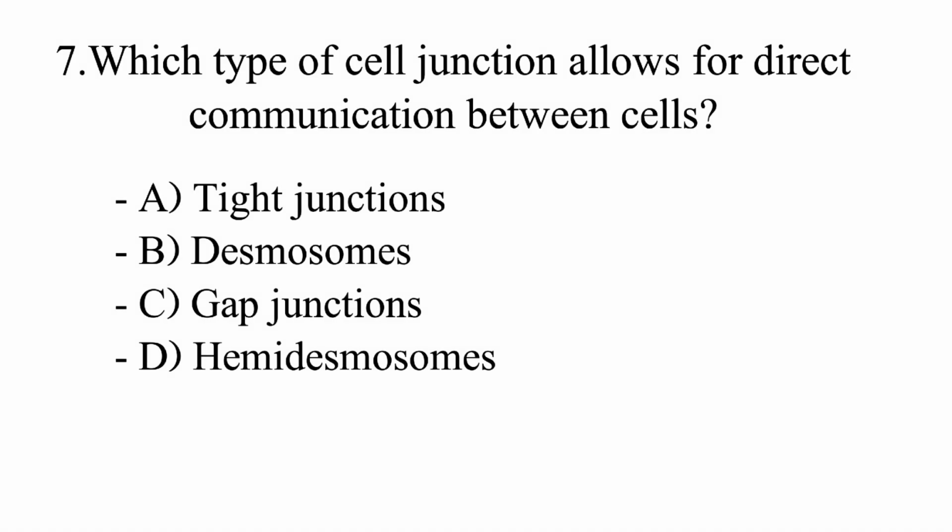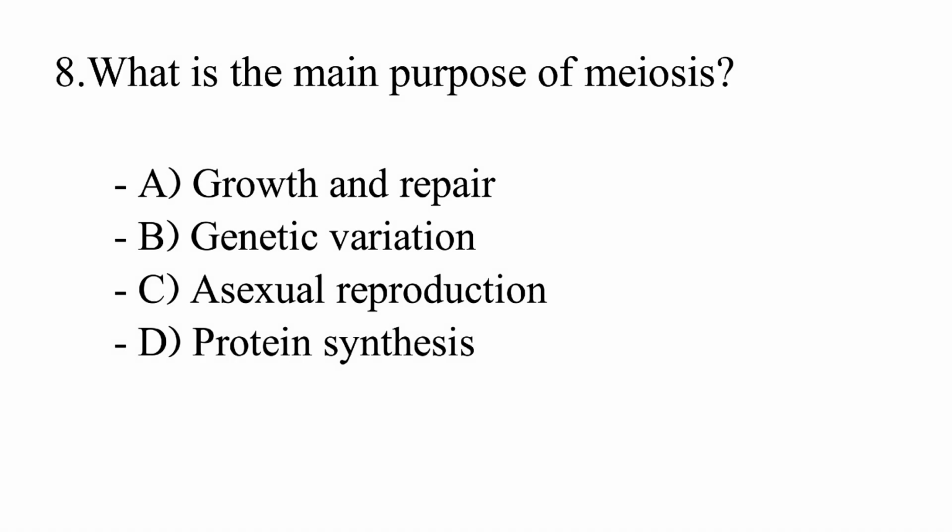Question number 7. Which type of cell junction allows for direct communication between cells? The correct answer is option C, gap junction. Question number 8. What is the main purpose of meiosis? The correct answer is option B, genetic variation.